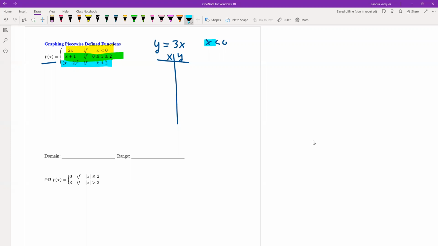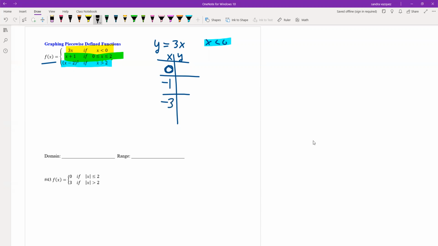You always start right here, always, always. I know it says less than 0, it's not equal to, but you're still going to start at 0. So that one tells you where to start. So we're gonna select 0 for x, and then it says x is less than 0. So something less than 0 is -1, and then I can pick a -3. And I'm gonna plug it in.